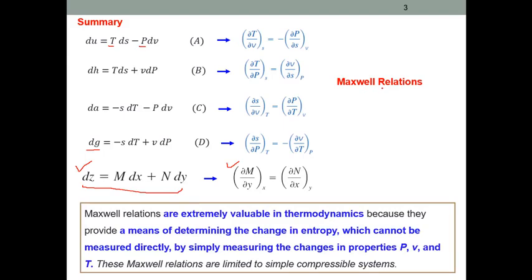These Maxwell relations are extremely valuable in thermodynamics because they provide a means of determining the change in entropy, which cannot be measured directly by simply making changes in the properties of pressure, specific volume and temperature. However, Maxwell relations are limited to simple compressible systems only, right? So you can see we have a wide range of relationships.